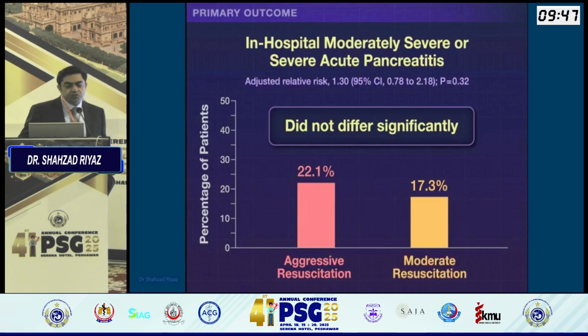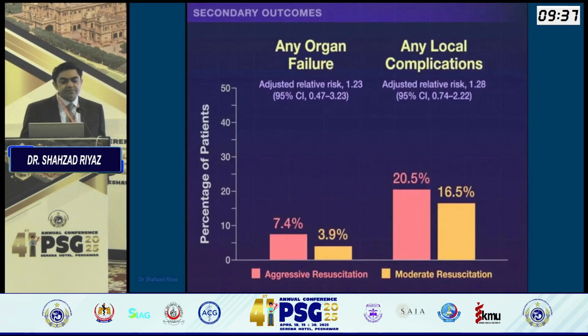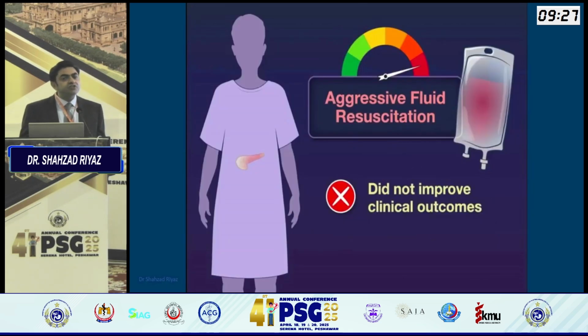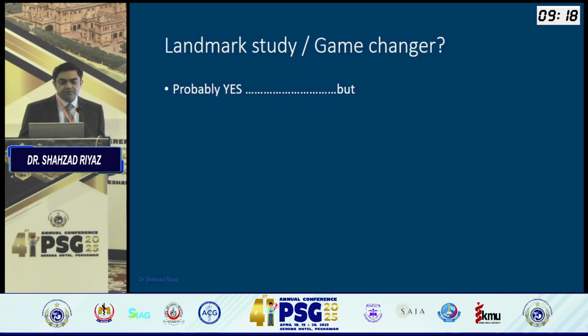So it was almost the same. However, if you look at the main safety outcome, whether the patients will develop fluid overload, this was 3 times higher in the aggressive group. They also looked at some secondary outcomes, which again were not much different in the two groups. So what they concluded was that if you compare aggressive hydration with moderate hydration, then actually there's no advantage of giving the patients too much fluid, but actually you can cause them harm with fluid overload.